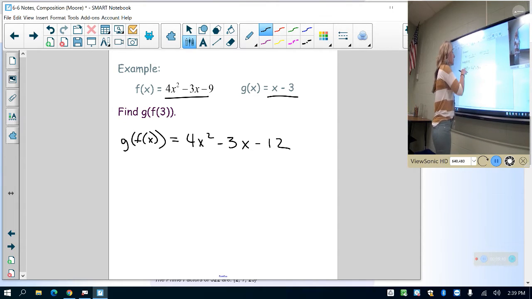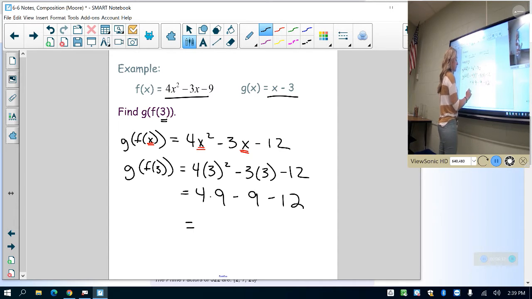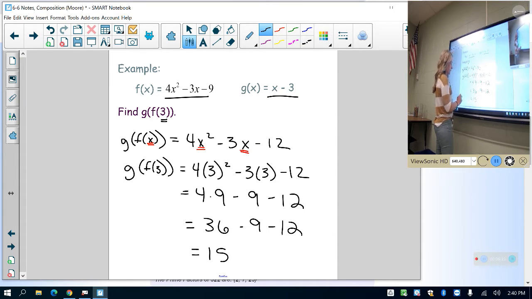When you have this function and now a value, you can just use the function you solved for and plug in the number for all the variables. So I can actually just take that 3 and replace all of the x's and solve. So I have g of f of 3 equals 4 times 3 squared minus 3 times 3 minus 12, 4 times 9 minus 9 minus 12, 36 minus 9 minus 12, which is 15. So g of f of 3 is 15.